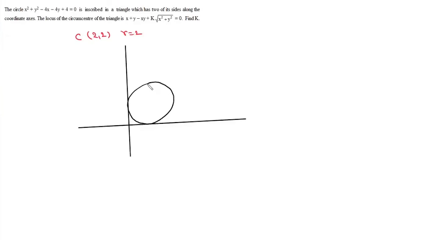And it says this circle is inscribed in a triangle which has two of its sides along the coordinate axis. So we have this triangle which circumscribes this circle. Now this is 90. Now we have to find the locus of the circumcenter of this triangle. Now let this point be (h, k), and since it is the circumcenter, it is the midpoint of this line, say AB.